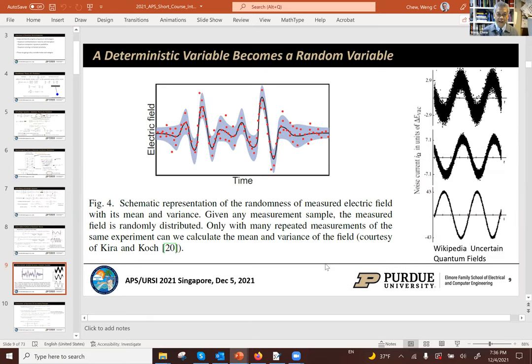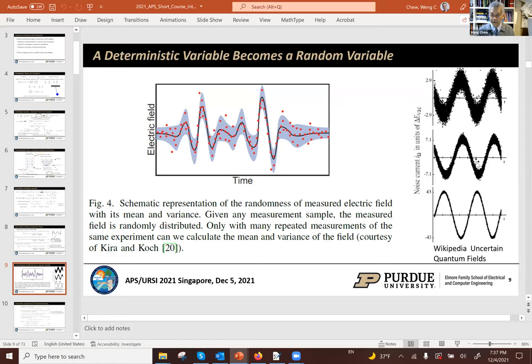Okay, so one key thing is that deterministic variables become random variables in the quantum world. So if you were to think of the pendulum as being analogous to the oscillation of an electric field, what you find is that the electric field becomes random in the quantum world. If you were to go to the lab to measure the electric field, it will never come out to be deterministic. It will come out in your measurement to be something like this, with a mean and a standard deviation.